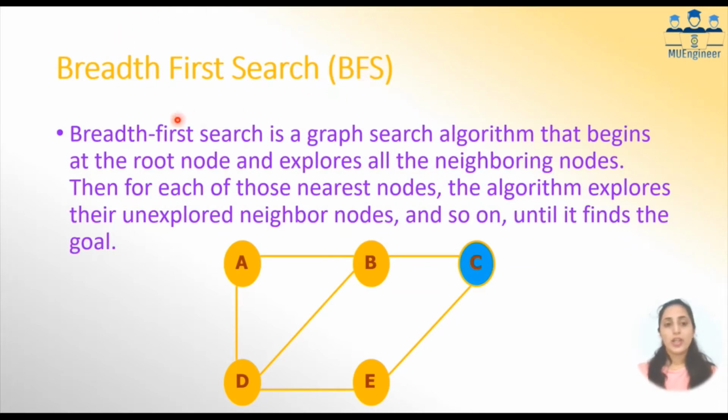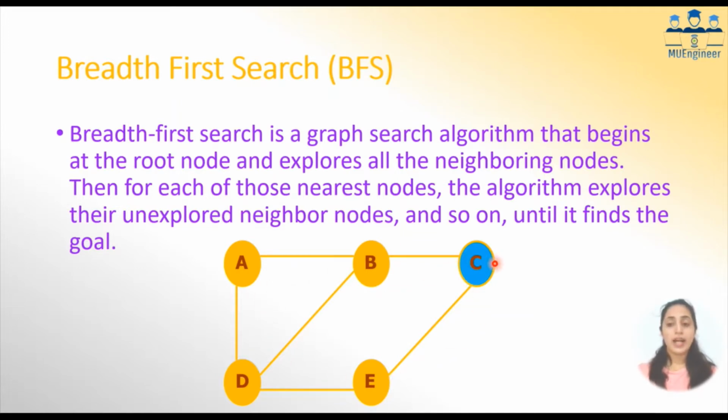Breadth first search is a graph search algorithm that begins at any root node, explores all the neighboring nodes, and then for each of those nearest nodes, the algorithm explores their unexplored neighbor nodes. And so on, it keeps on doing this until it finds the goal. That means it reaches all other nodes. Now let's take an example of this particular graph and try to understand these lines along with the example. Here I have given a graph.